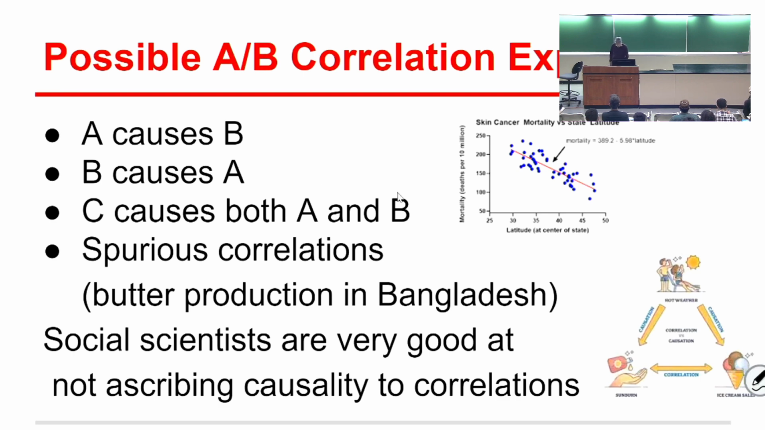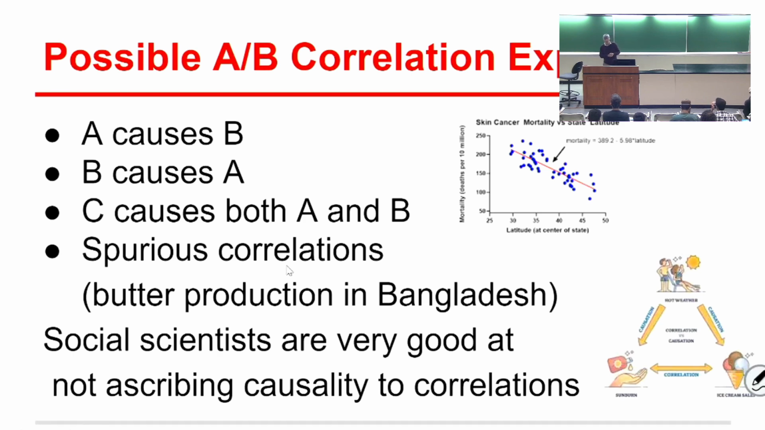An example is ice cream sales, which are going to be correlated with sunburn. On days when ice cream sales are high, the sunburn is also going to be high. Now, is it the ice cream that's causing the sunburn? Is it the sunburn that's causing the ice cream? Or is there some other phenomenon, like the sun, that is causing both of them? So that would be a situation for C. There are also such things as spurious correlations.